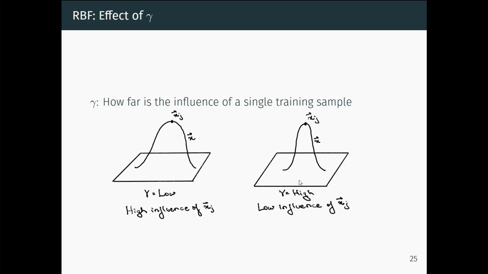But if gamma is high, the higher the gamma you put, the more pointed this surface looks, which means that the influence of a training point xj in this case is really small. It does not extend to a large enough region. Again, as we see some examples and write some code to vary the values of gamma, we'll be able to understand this even better.